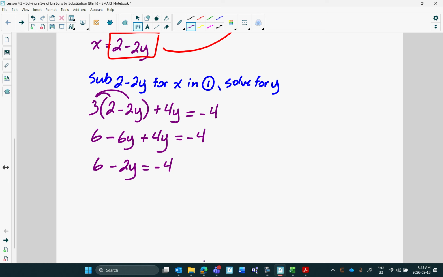Now I can start solving. What do I need to get rid of? The 6. So I've got to subtract 6 from both sides. And I get, remember there's still a negative in front of that 2y, equals negative 10.